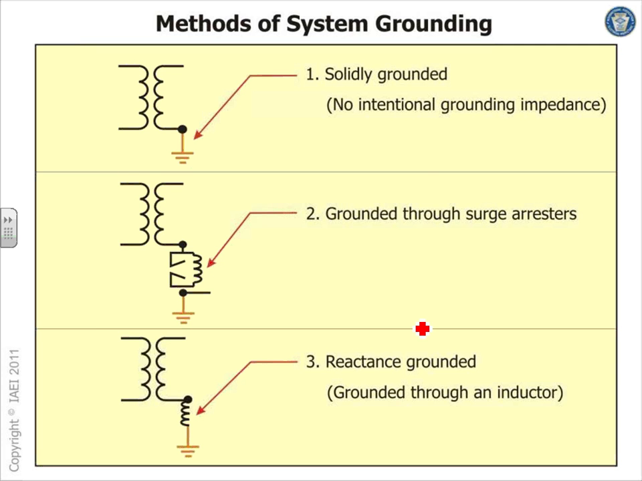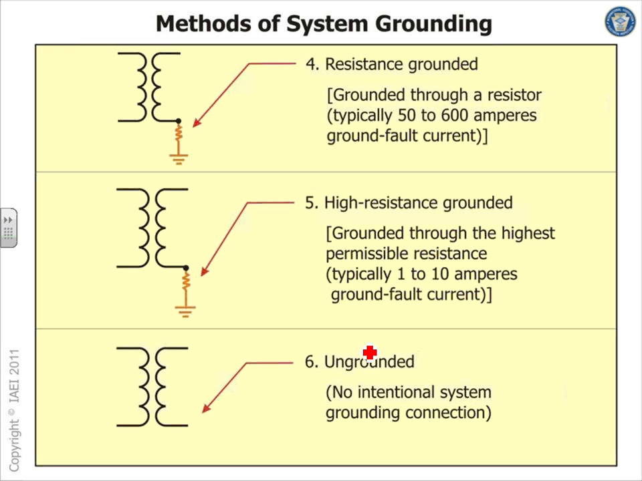So solidly grounded, all of you guys are familiar with solidly grounded. That's where you get the Y. Then grounded through a surge arrestor. All these guys are reactance grounded. This is very common in high voltage where they use impedance. They call it impedance grounding, reactance or resistor, and they ground the system through it. Here's a couple of resistance, high resistance grounding.